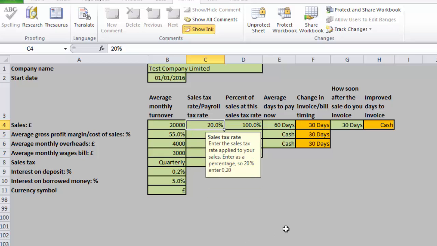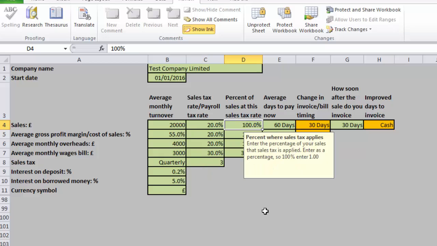And then next to those three figures is the percentage of that amount. So in this case, you've got £20,000 net sales per month, average sales. The rate applicable for VAT or sales tax is 20%, and in this case it's applicable to 100% of my sales. It may be that you have some sales that don't have VAT or sales tax applied to. So let's say, for example, 20% of your sales are in the UK zero rated or no sales tax. In that case, you would put 80% in that box there. In other words, on 80% of your sales, VAT is applied.